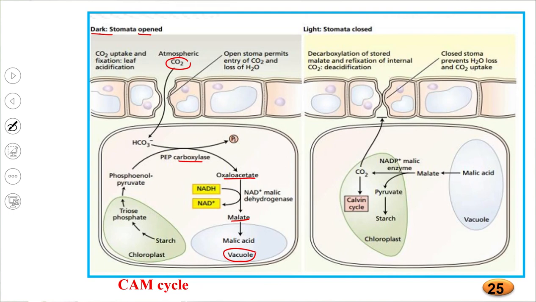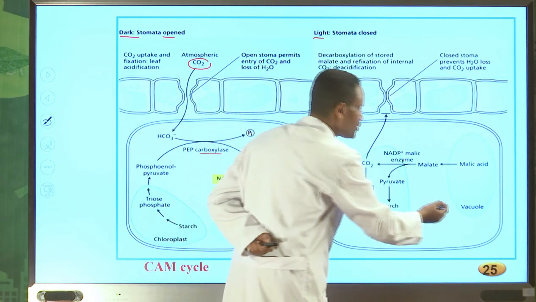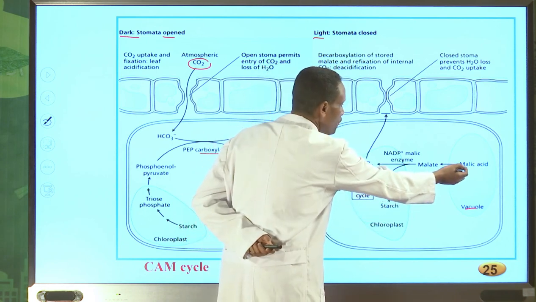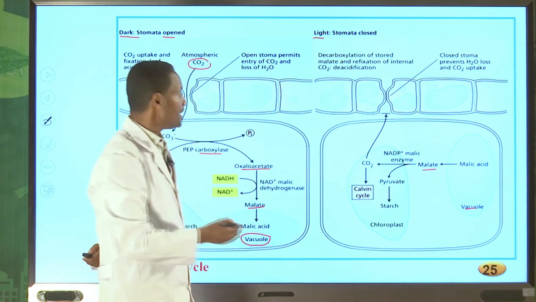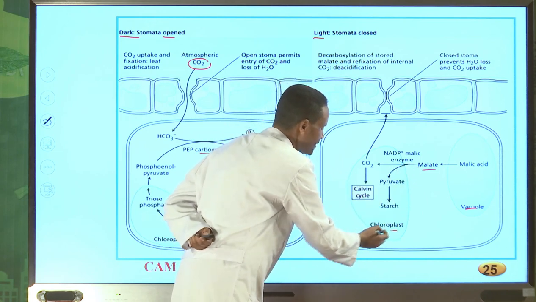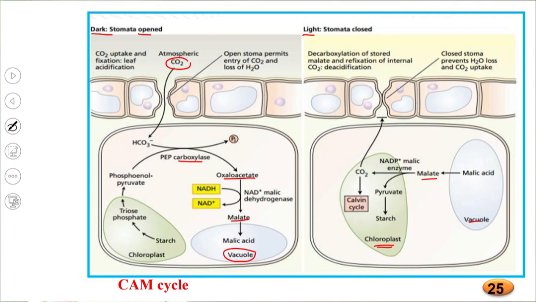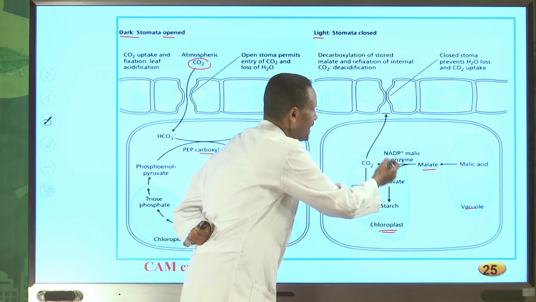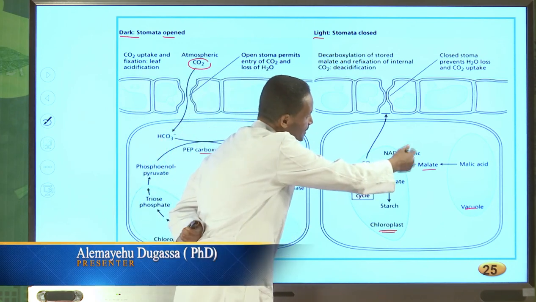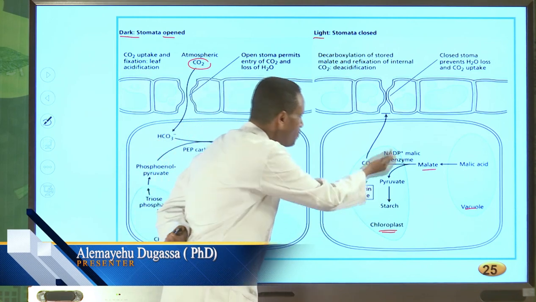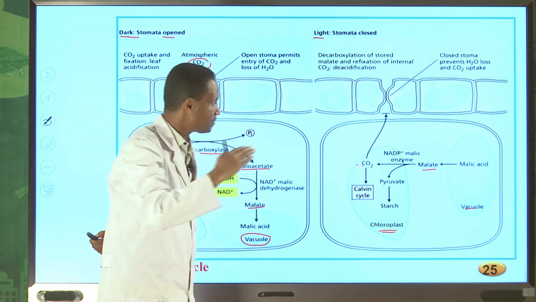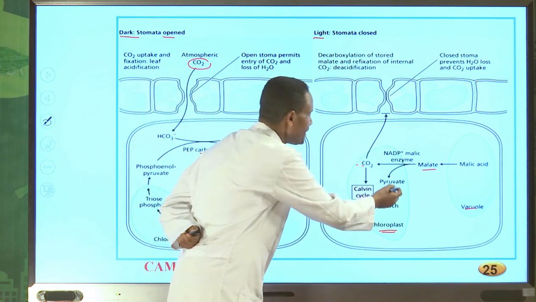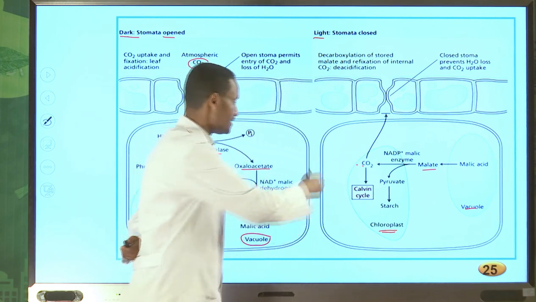Now in the light time, the malate which is stored in the vacuole moves out to the cytosol, and it is converted into malate. Now this malate enters into the chloroplasts, which is the site at which photosynthesis takes place. When malate enters into the chloroplast, the enzyme NAD positive malic enzyme can catabolize the malate and remove 1 molecule of carbon dioxide. The process is called decarboxylation. The other remaining compound, pyruvate, is formed and it is changed into starch.